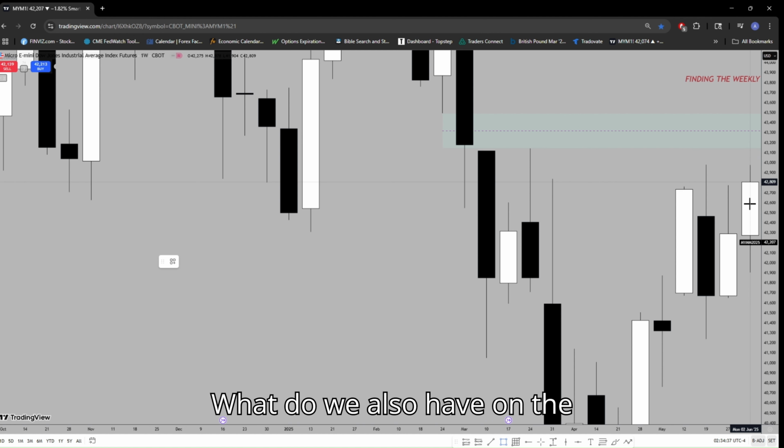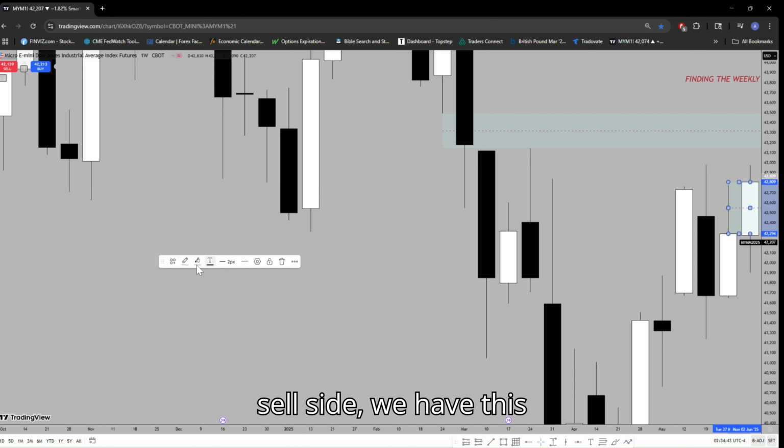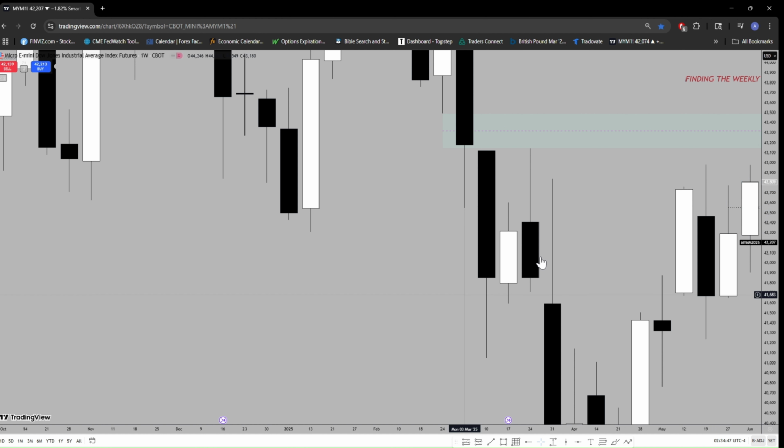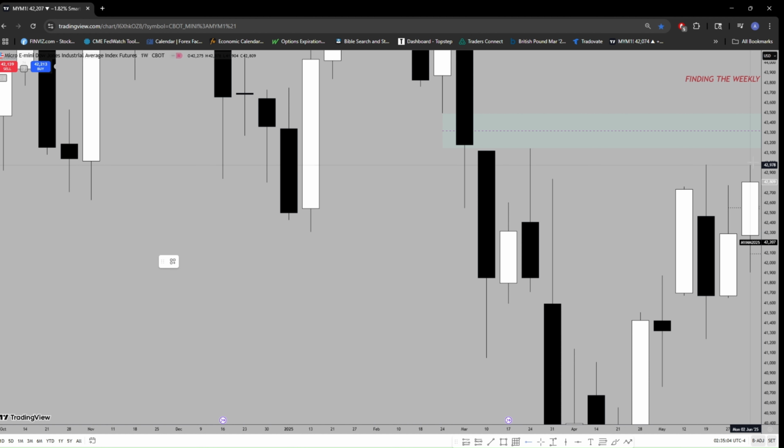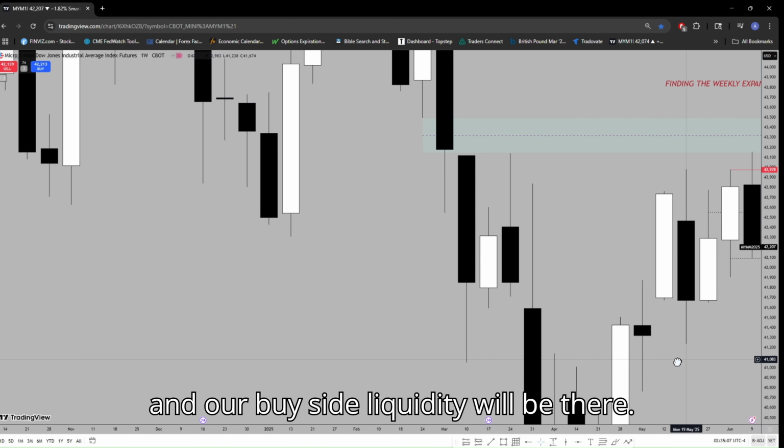What do we also have? On the sell side, we have this BPR. All we need is a 50%. Wicks are also a point of interest when it comes to these, and our buy side liquidity will be there.